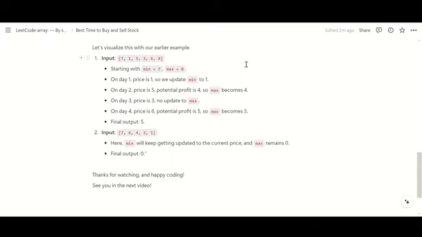For 7 6 4 3 1 in descending order of this array, here min will keep getting updated to the current price and max remains 0. So final output will be 0.